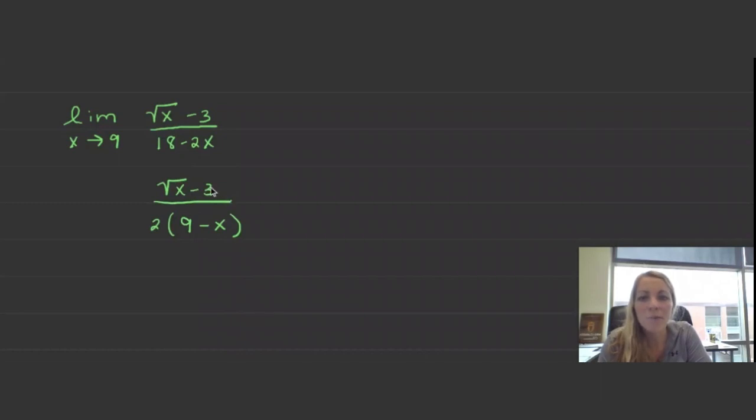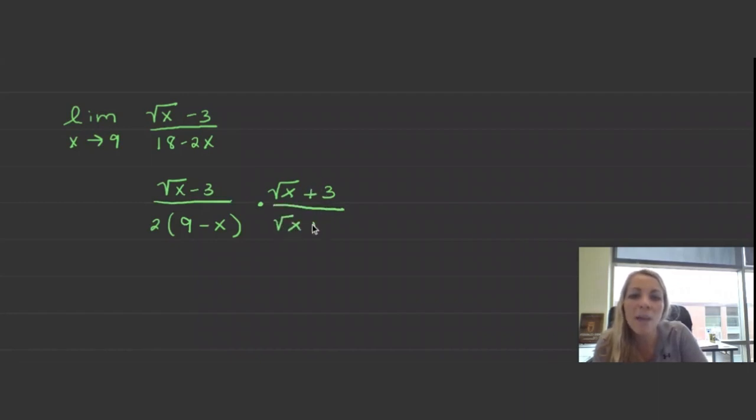I am going to multiply by the conjugate of square root of x minus 3. Its conjugate is square root of x plus 3. Now we can't just multiply by this. We have to multiply by a 1. And so if I multiply by this, then we're multiplying by a 1.